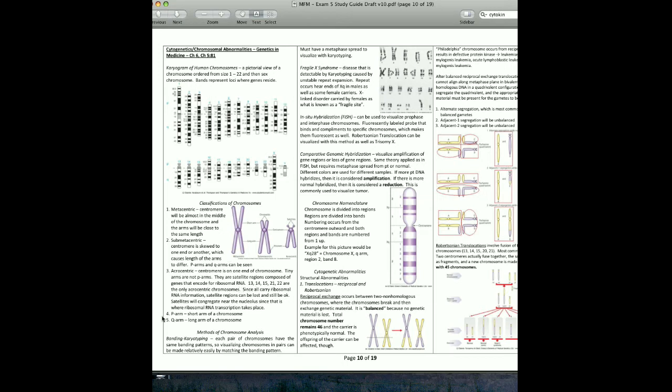We'll revisit those. The P arm is the short arm in the metacentric and the submetacentric chromosomes, and the Q arm is the long arm. You can remember that by the Q arm. The Q has a long tail. Long arms, long tail with the Q.